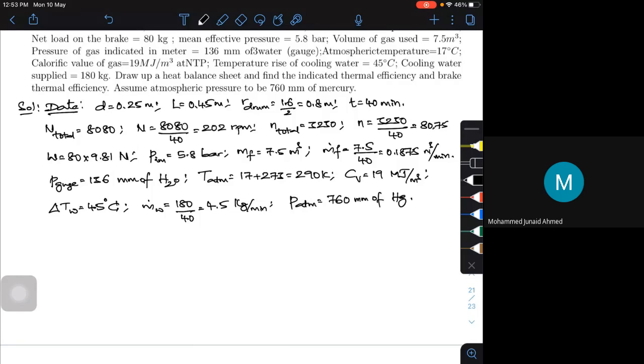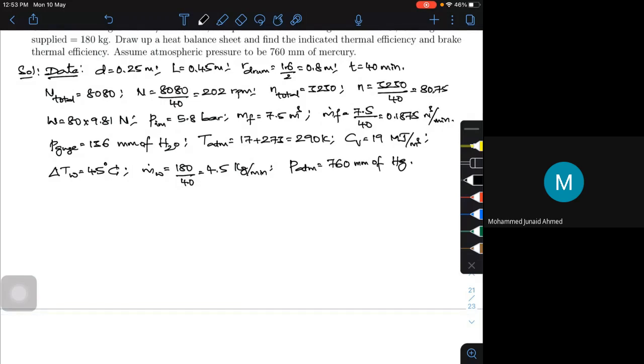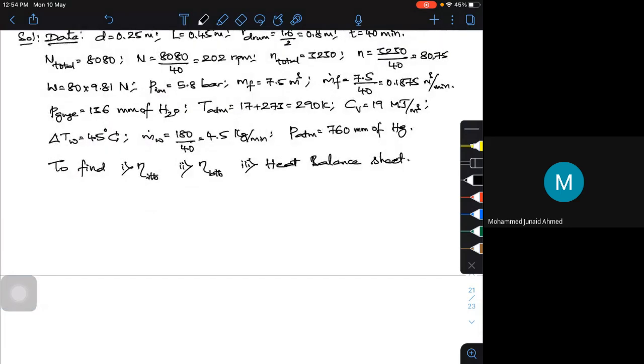What are we supposed to find? First thing, the indicated thermal efficiency. The second one, the brake thermal efficiency. Third one, the heat balance sheet. This is what we are supposed to find. First, let us find the indicated power. If you want to find indicated thermal efficiency, you have to find the indicated power.